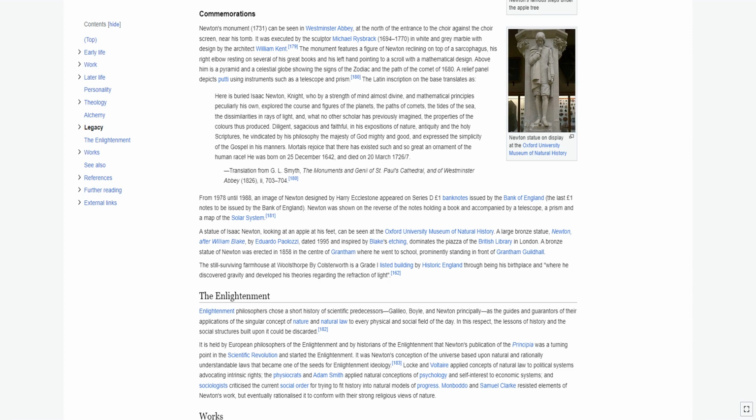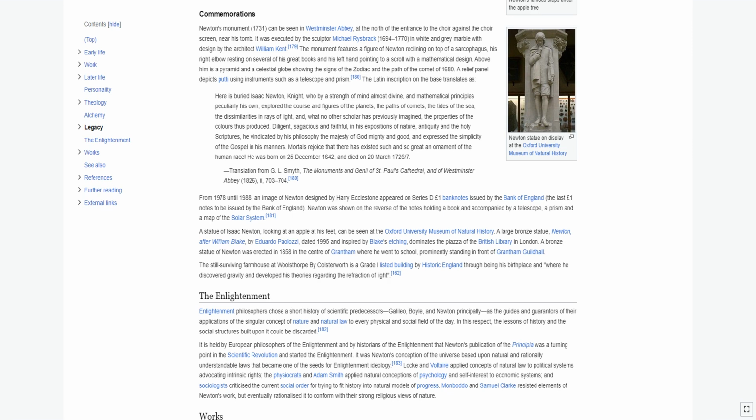Newton was shown on the reverse of the notes holding a book, and accompanied by a telescope, a prism, and a map of the solar system. A statue of Isaac Newton, looking at an apple at his feet, can be seen at the Oxford University Museum of Natural History. A large bronze statue, Newton, after William Blake, by Eduardo Paolozzi, dated 1995, and inspired by Blake's etching, dominates the piazza of the British Library in London.